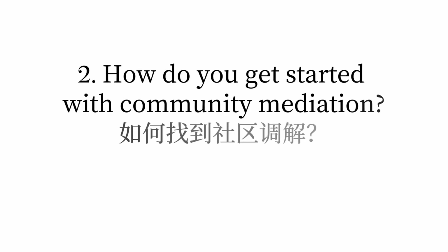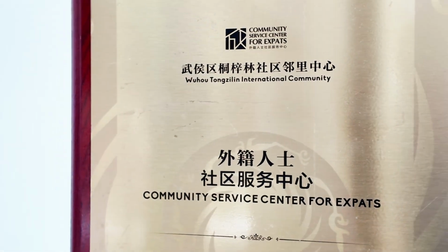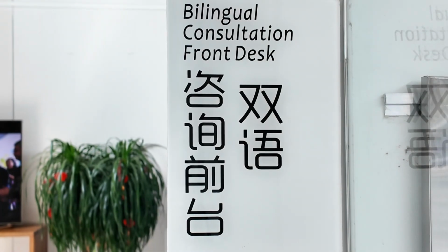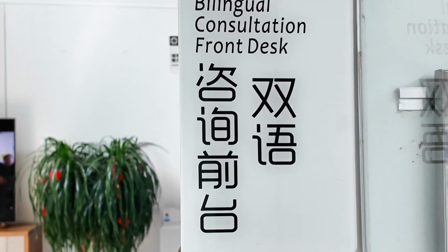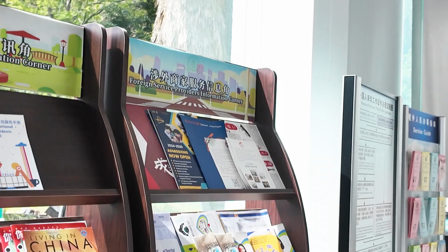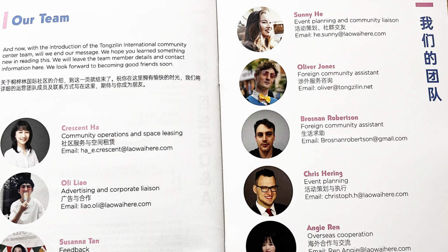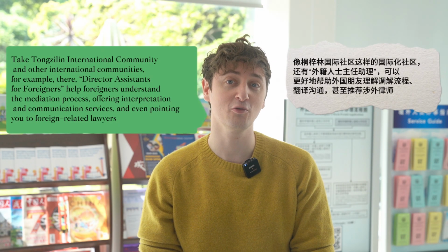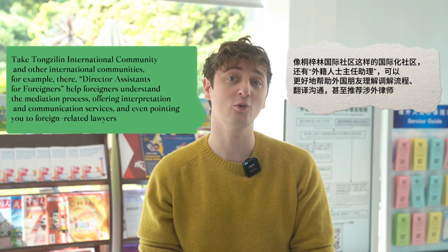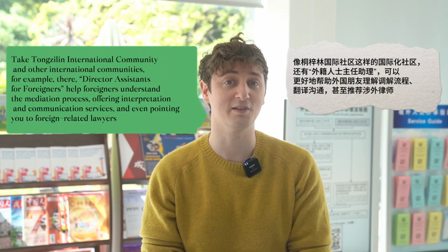How do you get started with community mediation? Actually, it's quite simple. The most common way is to go to the Residential Property Management Office or contact the community grid staff member who will help find a mediator for you. For more complicated cases like contract or shopping disputes, you can go to a sub-district office or community service center. Additionally, the dedicated foreign-related mediation windows are also accessible in some regions just for foreign residents in need.